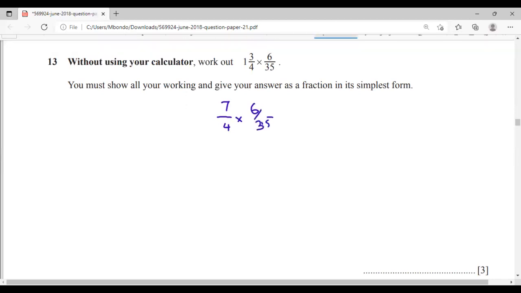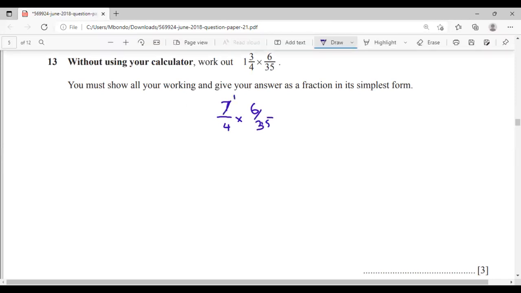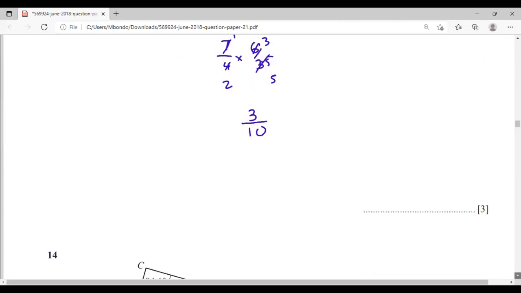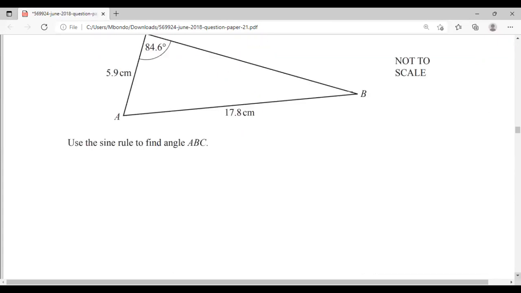35. Okay, so here we can say 7 here, 1. 7 here, 5. 2 here, 2. 2 here, 3. So this is going to be 3 over 10. Okay, that's what we're going to get, isn't it? That is what we're going to get. Then let's see this question here.